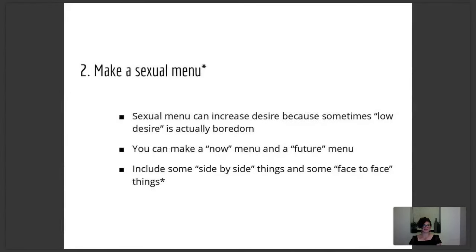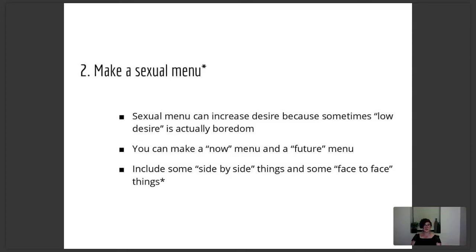The second one is making a sexual menu. So what that is, it's making a list of all the sexual or sensual things that you might enjoy. And you don't have to think that hard. You don't have to censor yourself. Just go for it, right? Include anything on there. And they do not all need to be sexual acts. They can be things that get you turned on or make you feel romantic or make you feel connected.